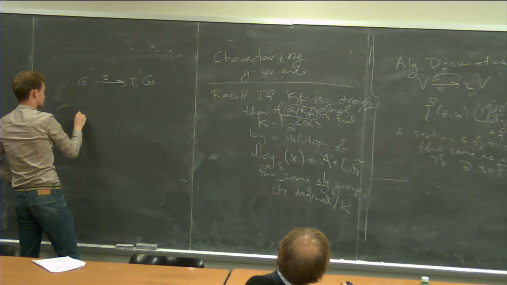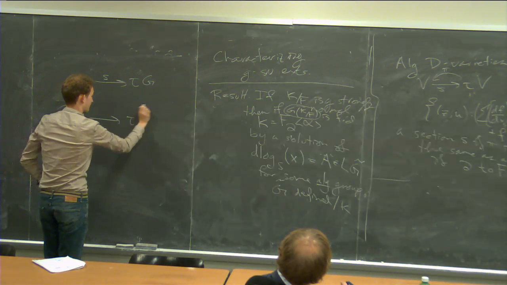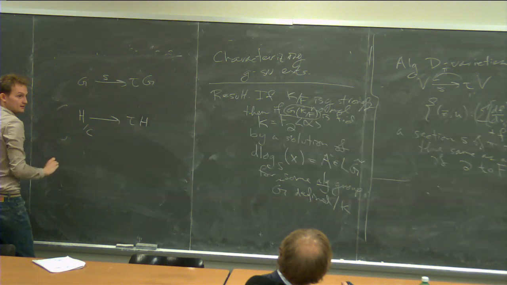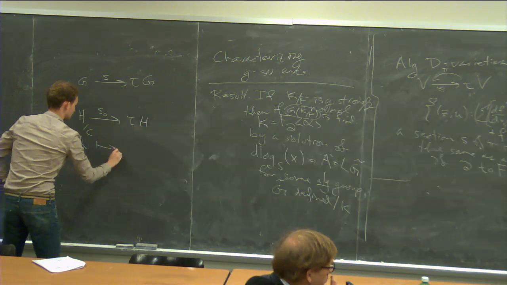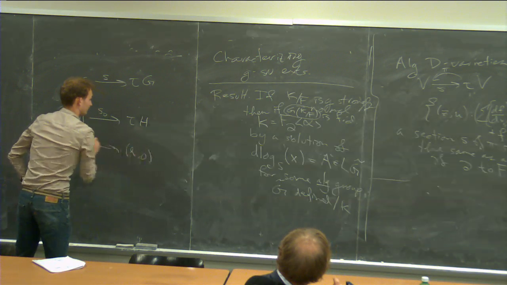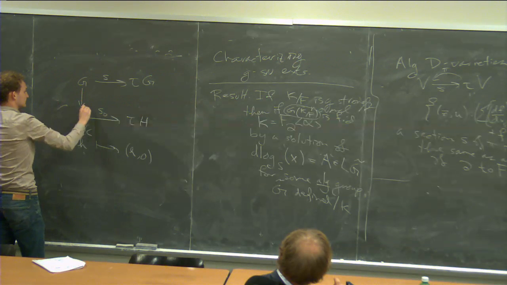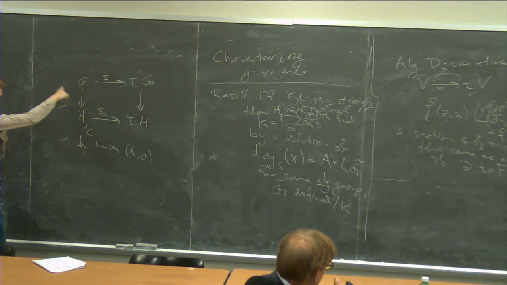Yeah. And so by isoconstant, I just mean tau H, where H is defined over C. Mm-hmm. And this section is the zero section, namely it maps H to zero. This is just any group. Any group. And then is that an algebraic group? These are all algebraic groups.